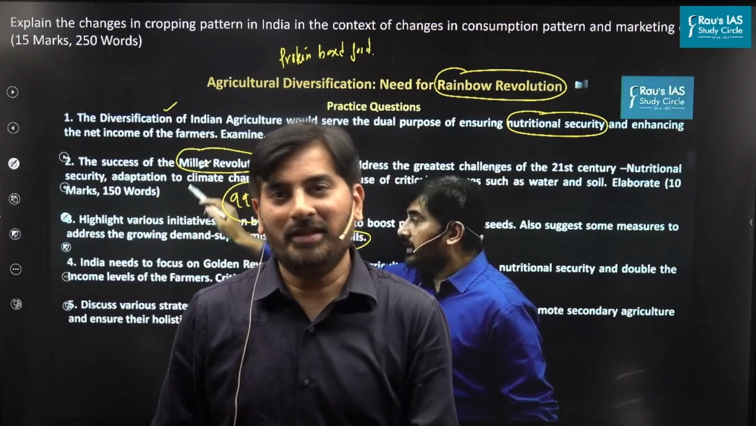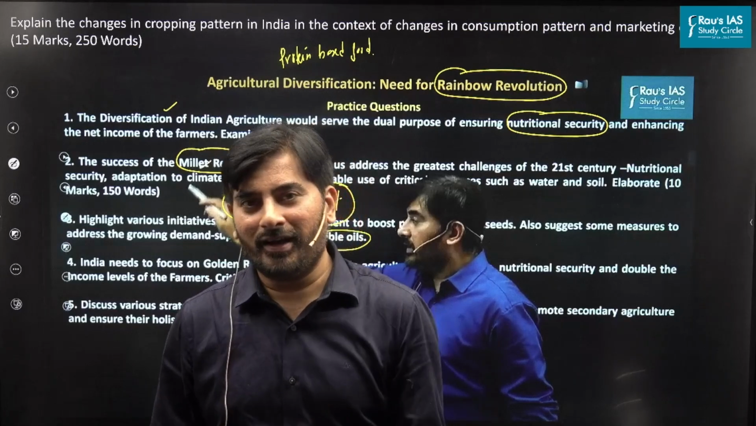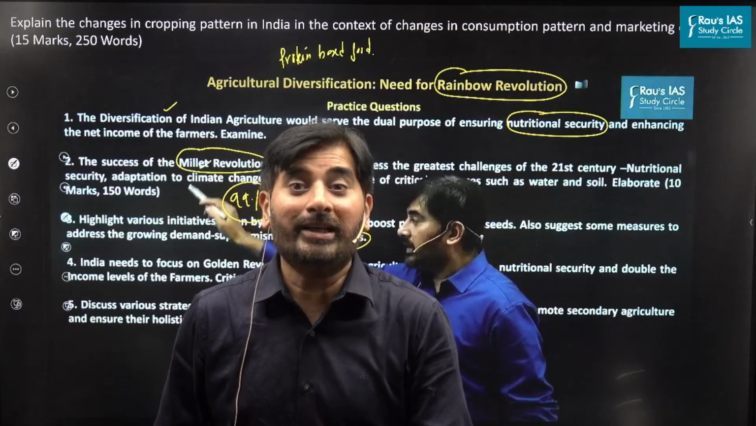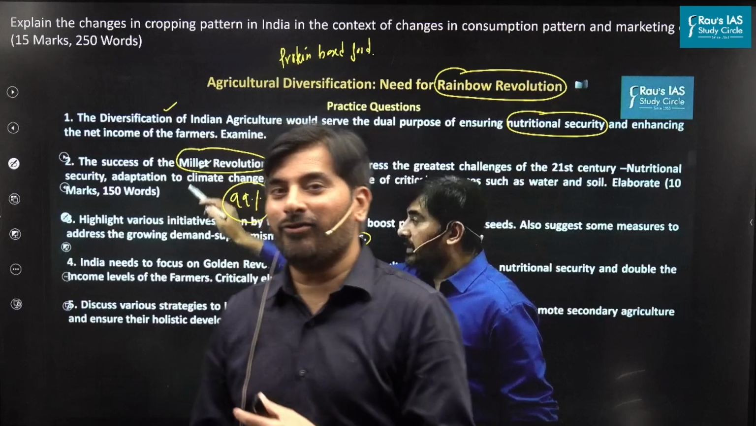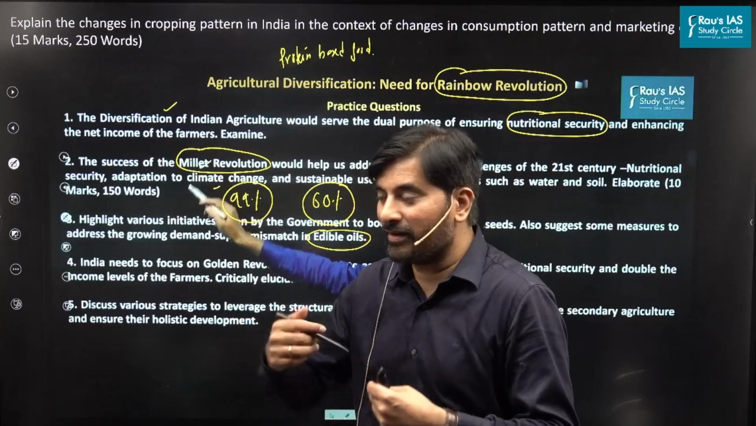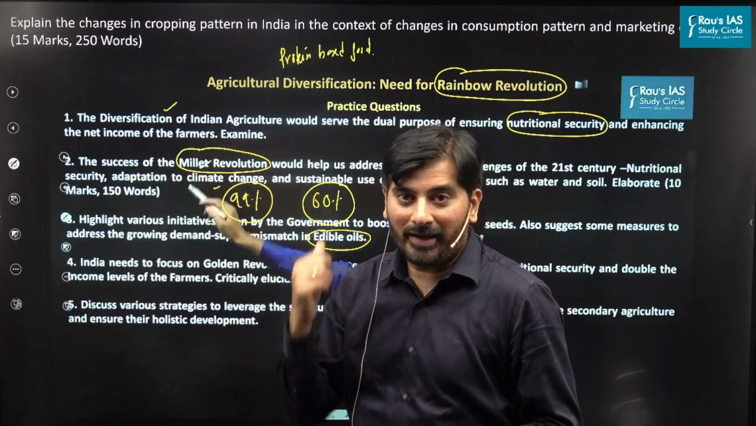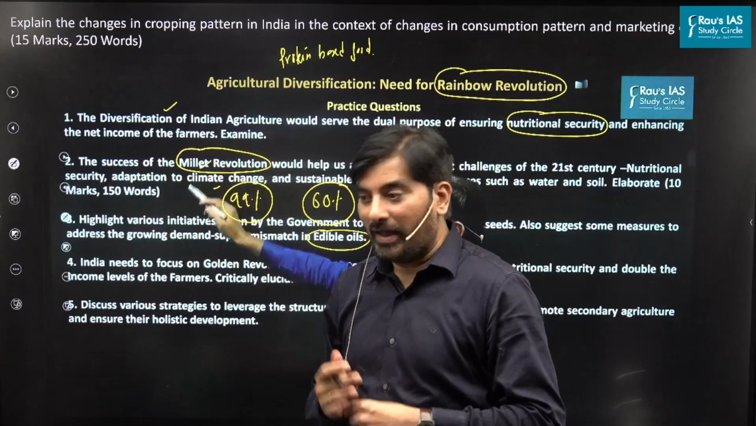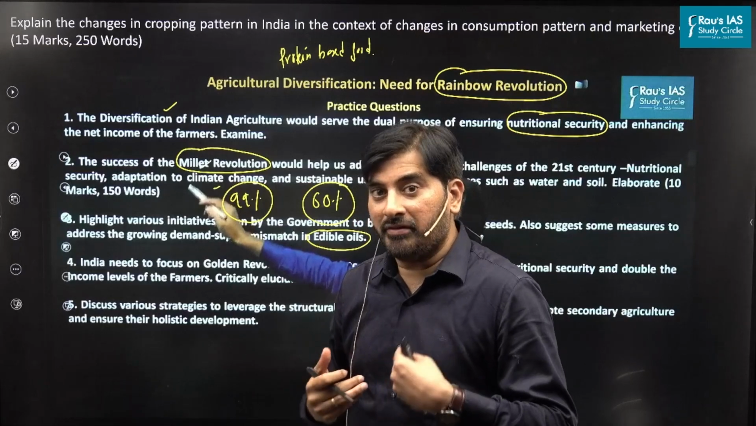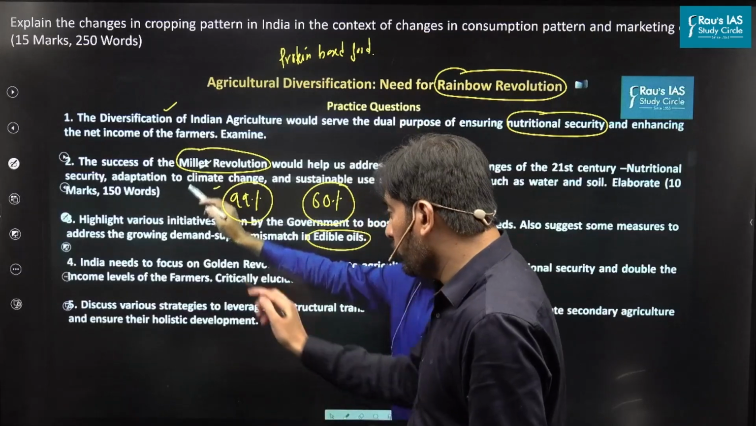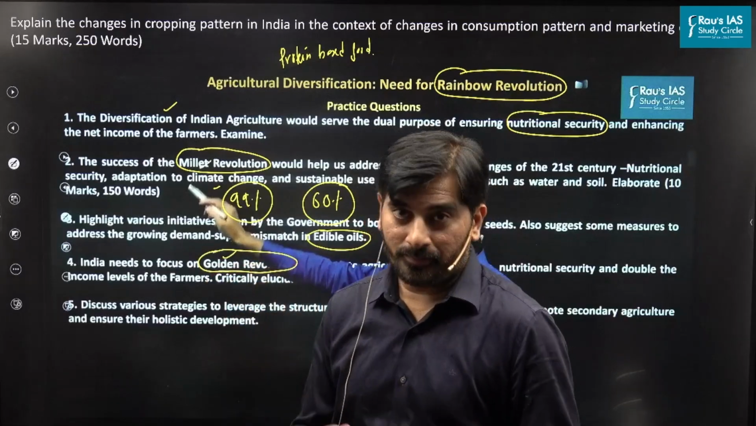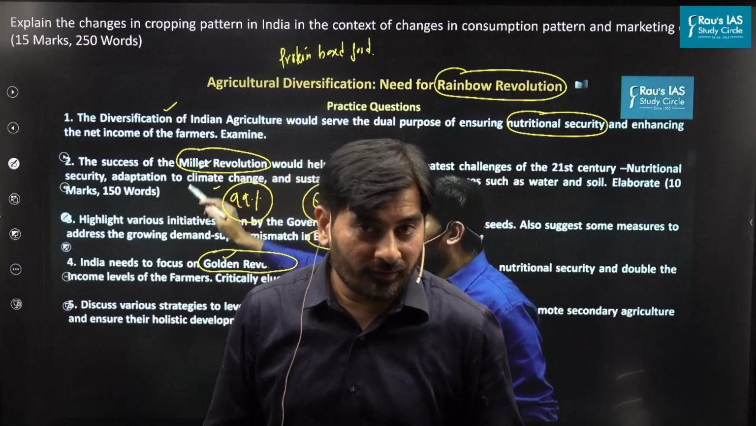Best example is 2 years back, the government of India launched an initiative called the National Edible Oil Mission - Oil Palm. As the name suggests, we are focusing on cultivation of palm oil. Once again, we are changing our cropping pattern in line with the consumption pattern. Similarly, because of increase in income levels of the farmers, now we are giving a renewed thrust to cultivation of fruits and vegetables. This is referred to as golden revolution. Golden revolution is increase in cultivation of fruits and vegetables.